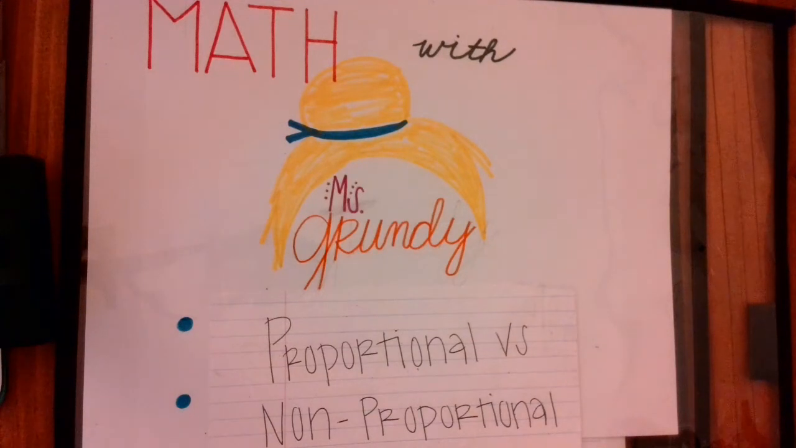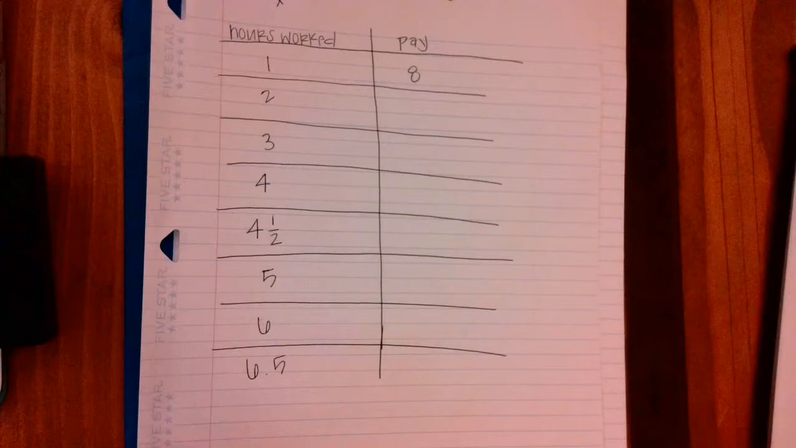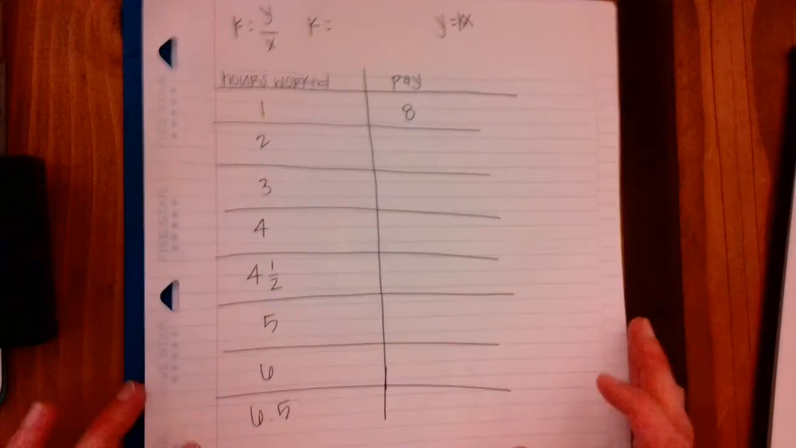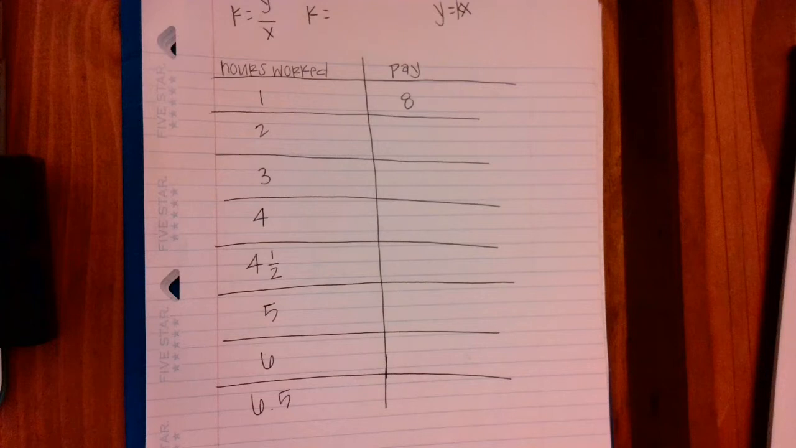So today we're going to be talking about proportional versus non-proportional situations. How do you know if a situation is proportional versus how do you know if it's non-proportional? And specifically, we're going to be looking at tables. So I want to go ahead and start and look at this first example. So this first example is me working some hours and me getting paid for my work.